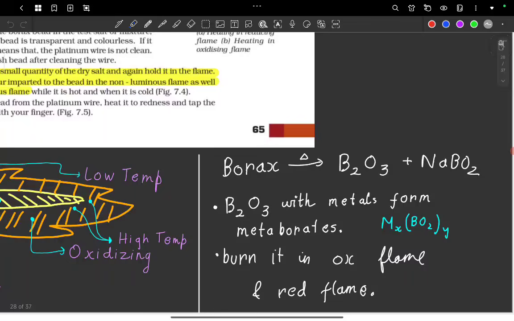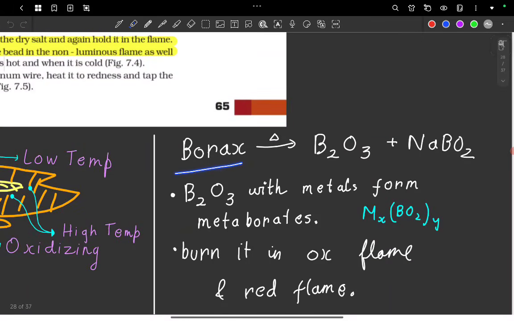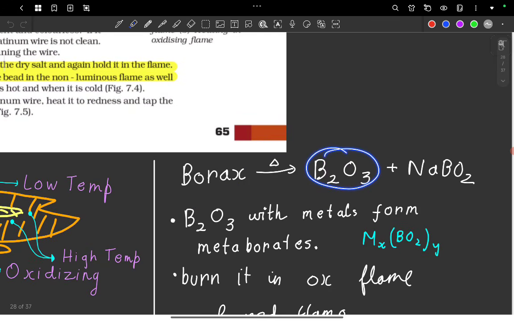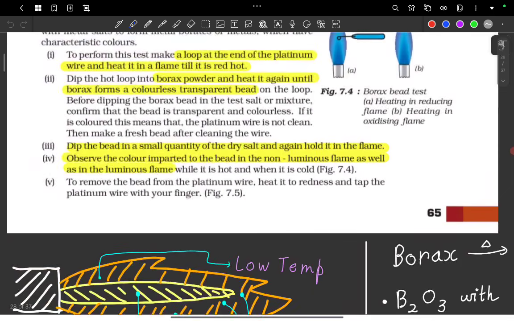Let's look at a bit of chemistry here. Basically, that borax, when it is heated, forms boric anhydride. We studied this in P block also. And sodium metaborate. The BO2 minus is the metaborate ion.